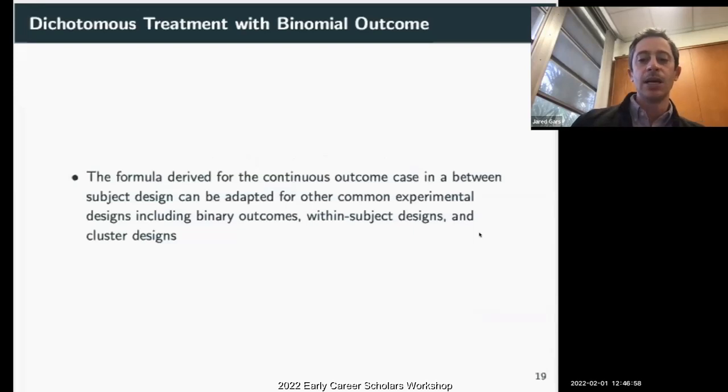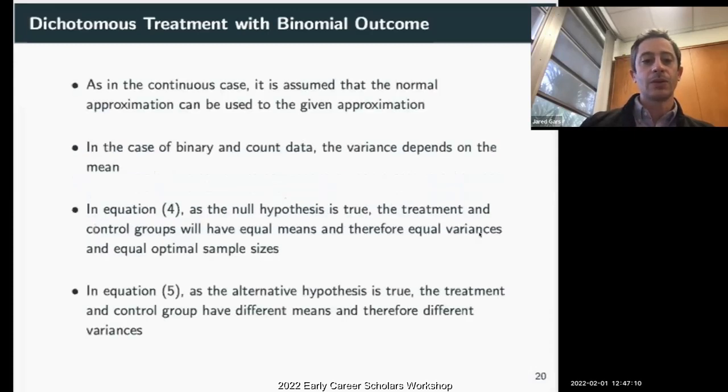A binomial outcome, you can think of an outcome of a treatment such as the take-up of a program, for example, or the decision to get vaccinated, or any number of choices that your subjects might make that are binary. So similar to the above continuous case, we're going to assume that the normal approximation can be used to approximate the test statistics. And for binary and count data, unlike the continuous case, the variance will actually depend on the mean. So we really have to take that into account when we think about the equation for the minimum detectable effect.